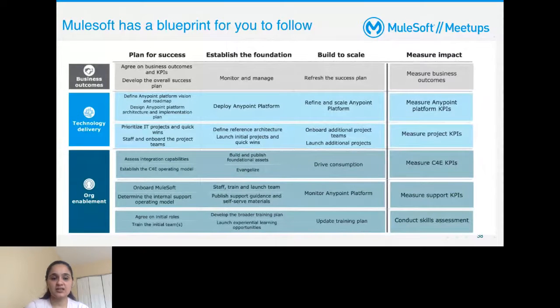In scaling or enablement, you just monitor the platform, drive the consumption, also making sure that APIs and all are consumable by every part of the business, and measuring in all enablement. It's a center for enablement KPIs. You measure and track them, monitor them, also measure the KPIs, skill assessments. So these are the 30 steps blueprint that everyone needs to follow to make the digital transformation very successful.